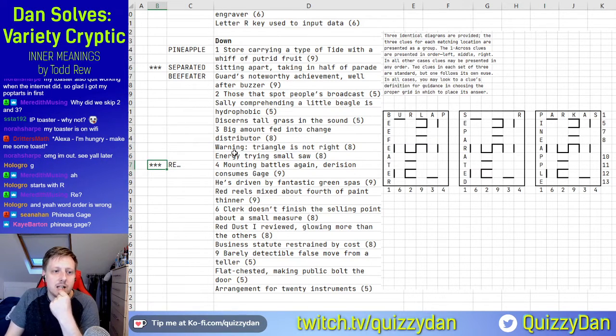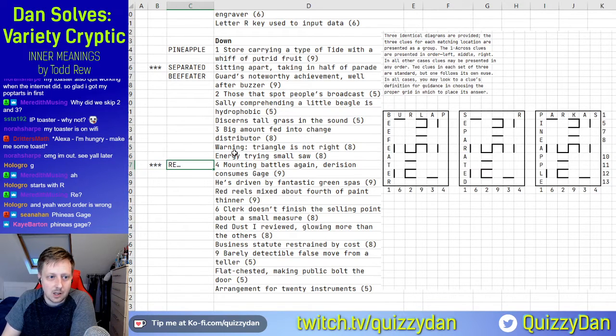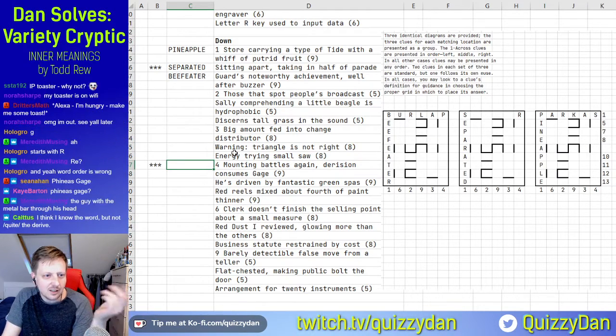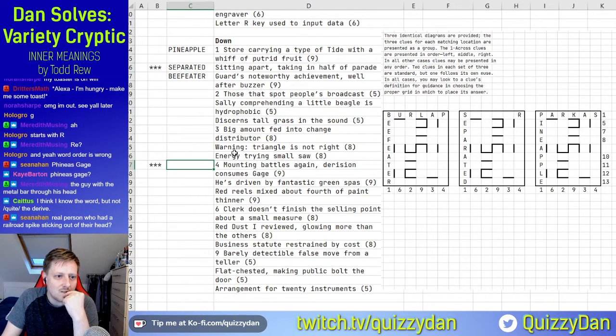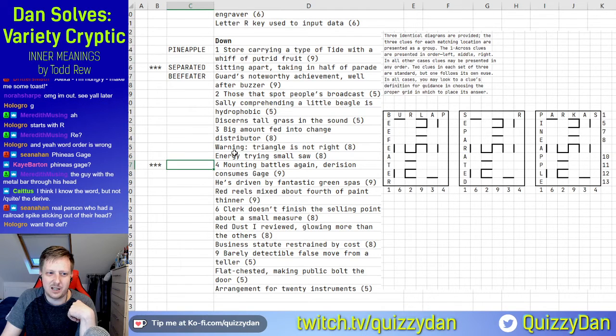Okay. So there's a Phineas Gage. But we can't be consuming Phineas. He had a metal bar through his head, blimey. A real person who had a railroad spike stick out of the head. What? That sounds lovely. Yes, definition please.